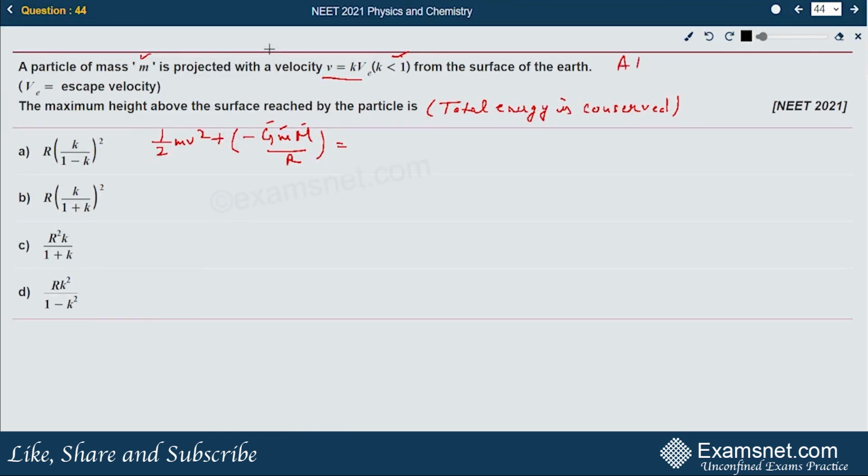And what will happen at the highest point? The particle will stop moving for a while, right? So its kinetic energy becomes zero. Only potential energy exists. So using the same formula for potential energy, we write minus G small m into capital M by r plus h, because height is also included here. Now small m will be cancelled because it is on both sides. So we can simply write v square by 2 minus GM by r equals minus GM by r plus h.